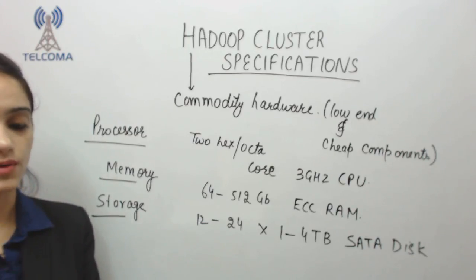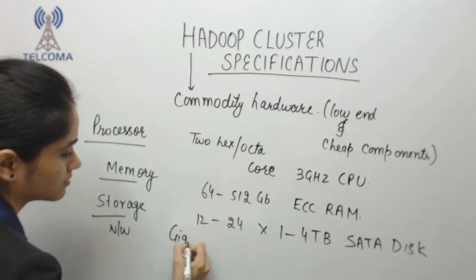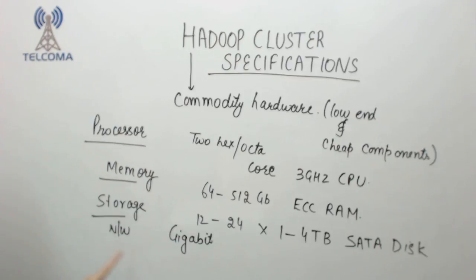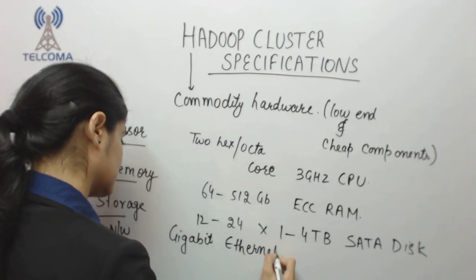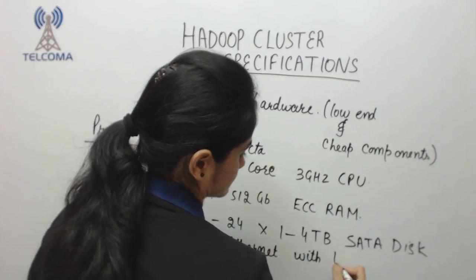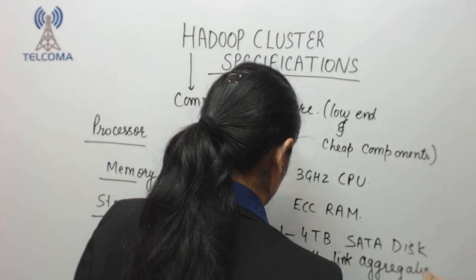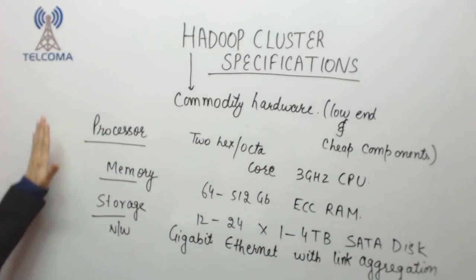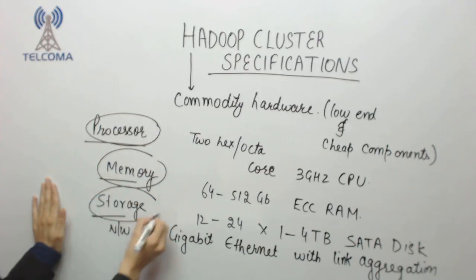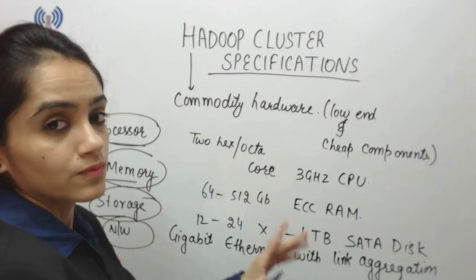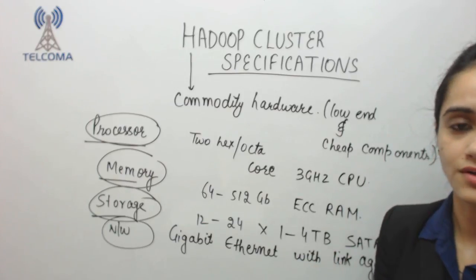The other thing that we require is network. For network we require gigabit Ethernet with link aggregation. So these are the Hadoop cluster specifications: processor, memory, storage, and for network gigabit Ethernet with the link aggregation concept. This is about the commodity hardware that we require.